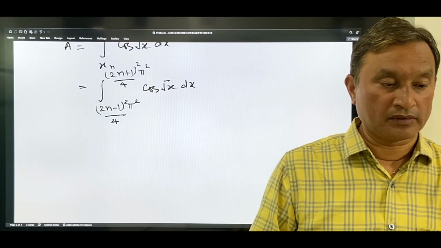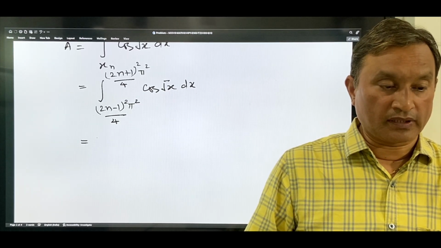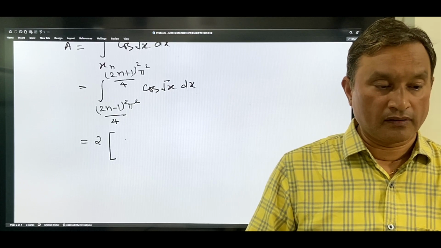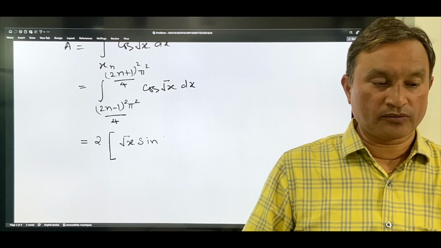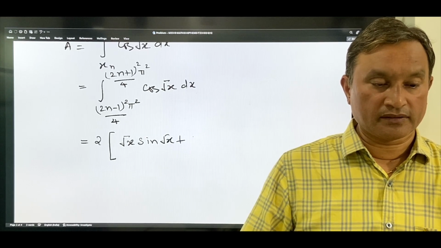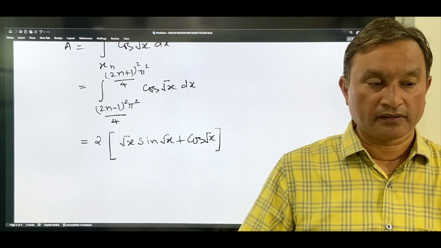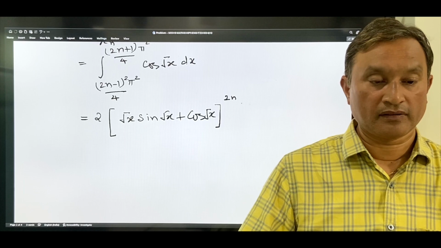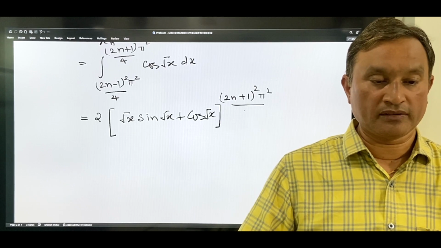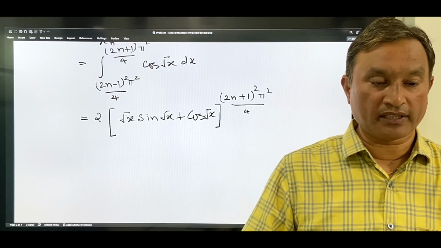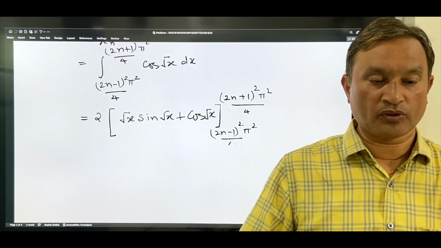Now we will use the result of A part. So that is 2 root x sin root x plus cos root x, and here the limits: the upper limit is (2n plus 1) whole squared pi squared upon 4, and the lower limit is (2n minus 1) whole squared pi squared upon 4.